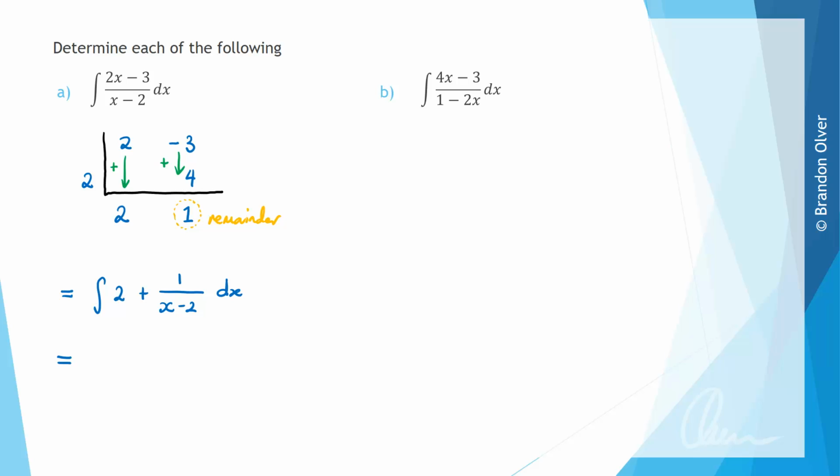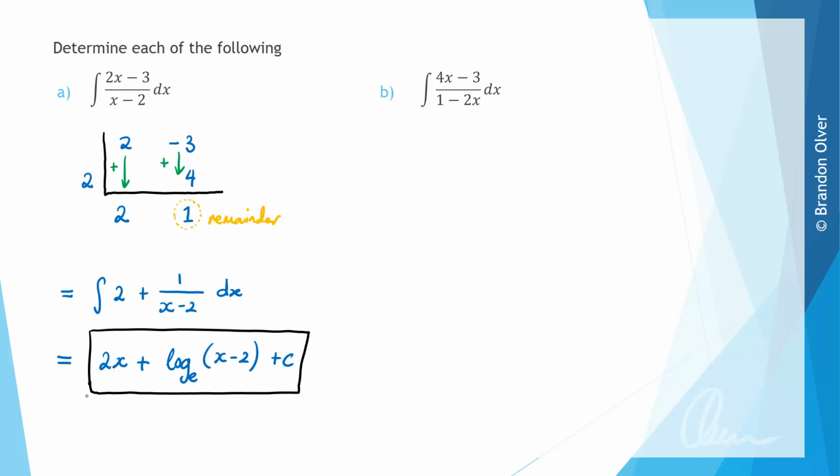The integral of 2 simply becomes 2x. When we have a constant and we integrate it with respect to x, we simply get 2x back in this case. Then we add on to that, and 1 divided by x subtract 2 has the derivative of the bottom line, which is 1, on the top line. So that tells us that this is going to be a log. So we have log e of x subtract 2, and then we have plus c, which is the constant of integration. So that is the answer to part A of this example.